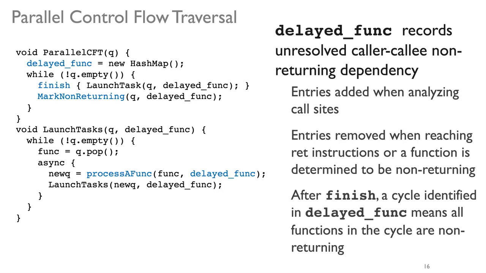After the finish code block, all functions in delayed func that form a cycle are non-returning. This is because at this point, all tasks have finished, and we have not found any return instructions in these functions yet. These functions cannot return and will be analyzed in the next iteration of the algorithm.